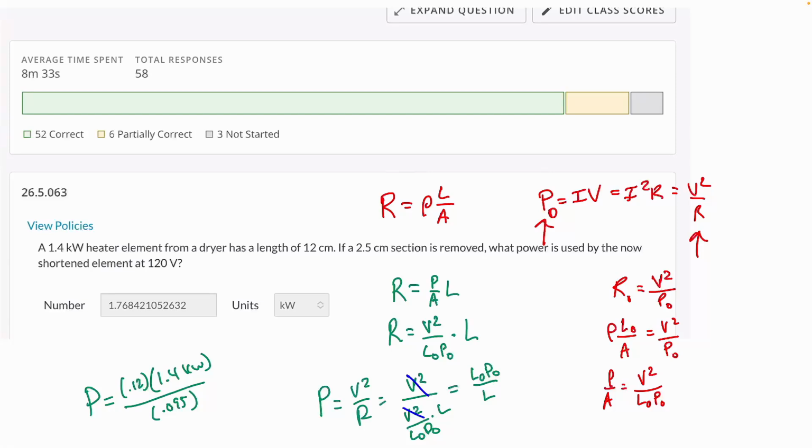0.12. It's just numbers. I don't like numbers, because I had the right answer before I put the numbers in. 1 point, it's that number right there, kilowatts.